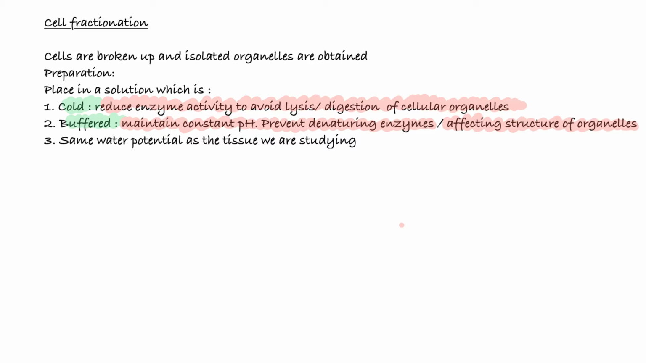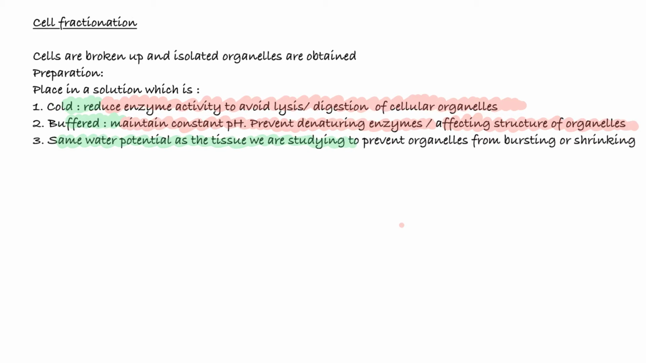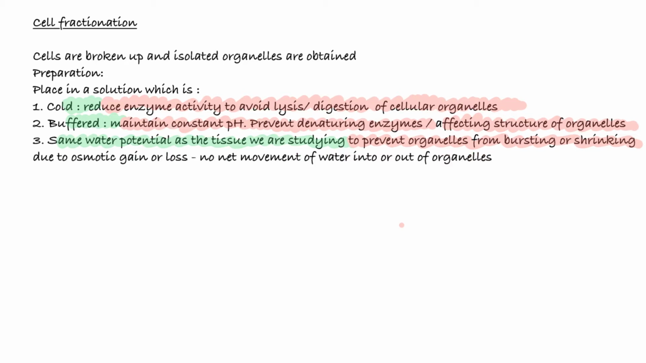Finally, we want the solution to be the same water potential as the tissue that we are studying. And this one's probably the most obvious because we don't want any overall water movement in any particular direction. We don't want the organelles to burst or shrink as the result of any osmotic gain or loss of water. So, 3 things we need to do at the beginning. Cold, buffered solution of the same water potential as the tissue that we're studying.